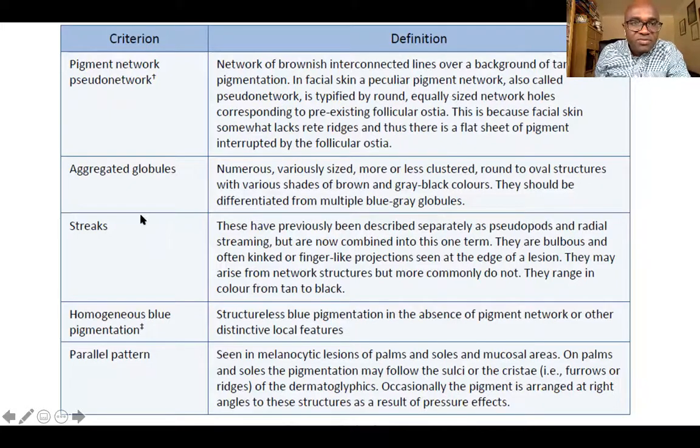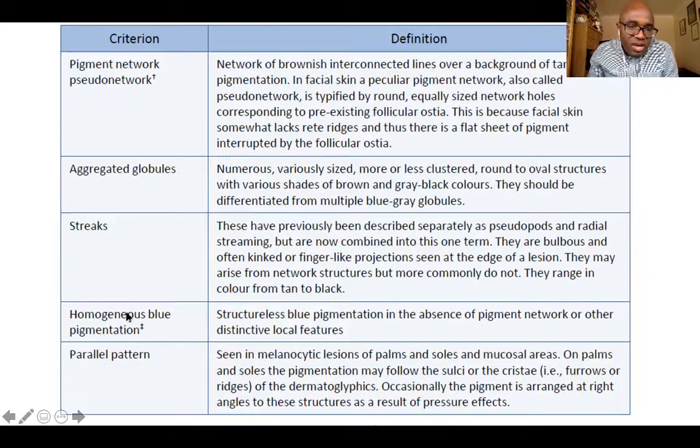The other diagnostic criterion of a melanocytic lesion is streaks. Sometimes these used to be called pseudopods, or radial streaming in some of my terms, but they are now combined into one term, and they are all known as streaks. They are bulbous, often kinked or finger-like projections, usually seen at the edge of the lesion. Okay. They may arise from a network of structures, but commonly they don't come from a network, and they might range in color from tan to black.